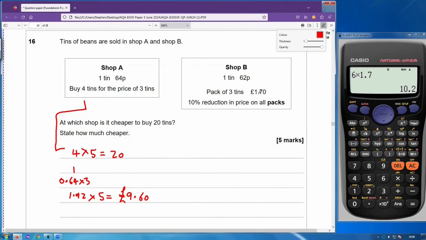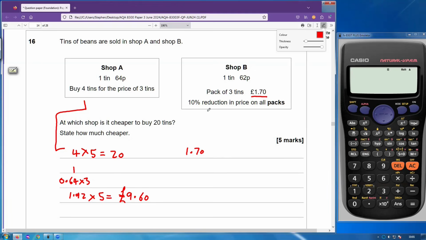Pack of 3 tins, £1.70. Okay. Well, we buy as many packs of 3 tins as we can because we get a reduction. Because if we bought them separately, you're going to have 3 64s, 3 6s are 18, that's going to be 192. So you get a small reduction on that. Pack of 3 tins is £1.70. We're going to buy as many of those as we can. So let's put that down, 1.7. Why? Because it's cheaper.